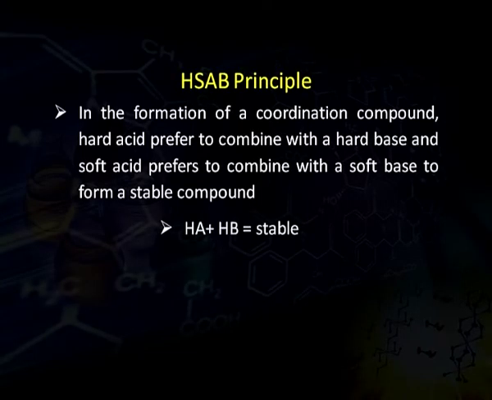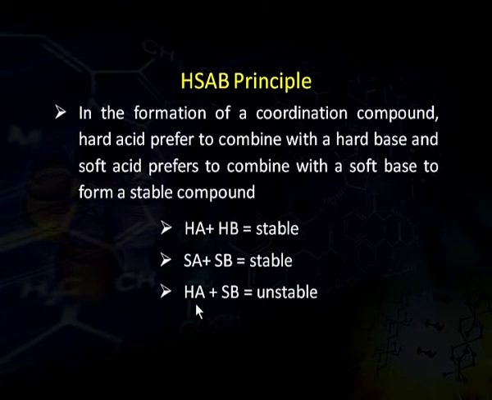We can see from these examples, when a hard acid combines with a hard base, a stable complex is formed. When a soft acid combines with a soft base, again a stable complex is formed. But when a hard acid combines with a soft base, the complex formed would be unstable. Similarly, when a soft acid combines with a hard base, again the complex formed would be unstable, because according to the HSAB principle, hard-hard and soft-soft combination is always stable.